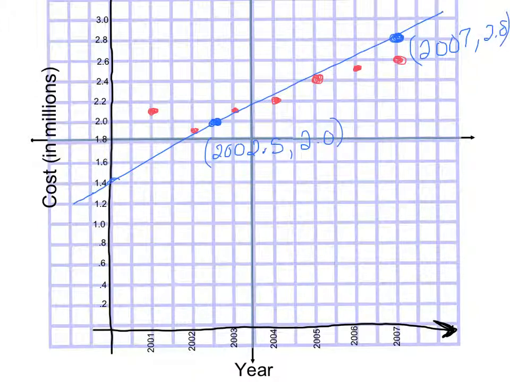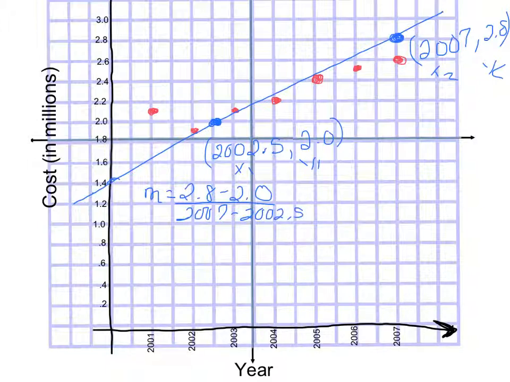All right, and now that I have 2 points, I'm ready to go through my process that I learned in my previous objective. So I'm starting with my steps. My step 1 is to find the slope. So I'm going to say m equals y2 minus y1. I'm going to go ahead and say this is my x1, y1, and my x2, y2. So I'm going to say 2.8 minus 2.0 all over 2007 minus 2002.5. Now, most of the time I want you guys to not work with the calculator and to use fractions. Scatter plots is going to be the exception to that rule. You can go ahead and use a calculator with a scatter plot.